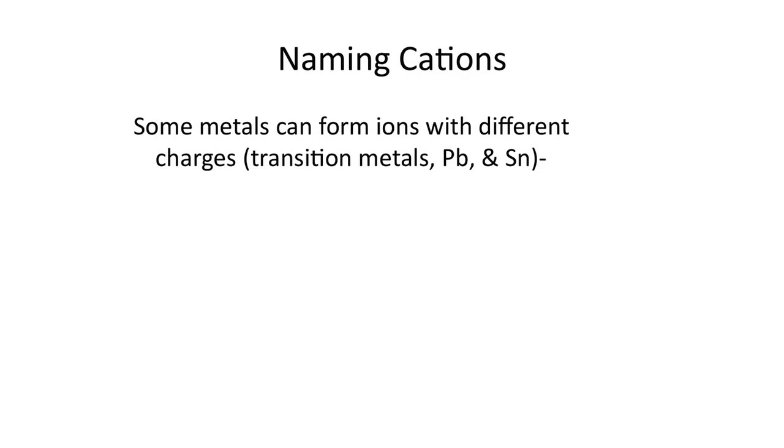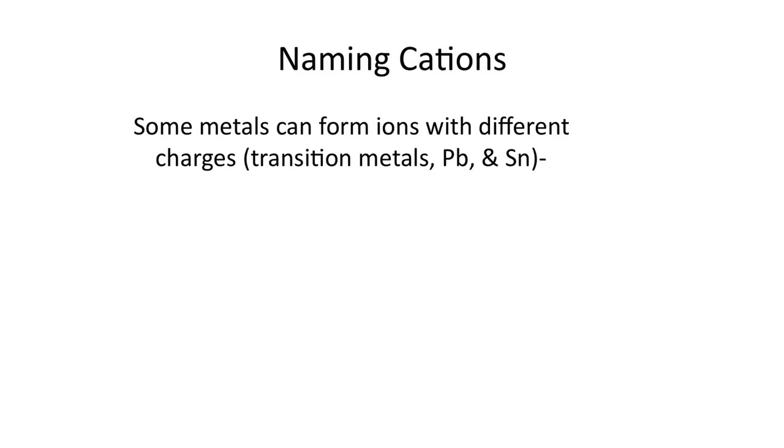There are a few cations that are a little bit more difficult to name, and that happens when you have an element that can form ions with different charges. These are usually the transition metals, lead, and tin. In general, the ones that you can exclude from this group would be silver, which always forms ions with a charge of +1, zinc, which always forms ions with a charge of +2, and cadmium, which always forms ions with a charge of +2 as well.